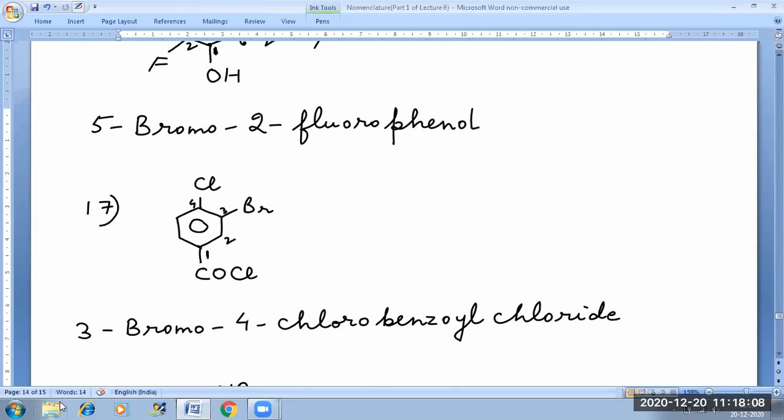3-bromo, 4-chloro, and the suffix will be benzoyl chloride. Why benzoyl chloride? Because when COCl is attached to the benzene ring, it is called benzoyl chloride. I have taken it from the table which I showed you just some time back. Refer to the table whenever you have a doubt for suffixes of aromatic compounds.